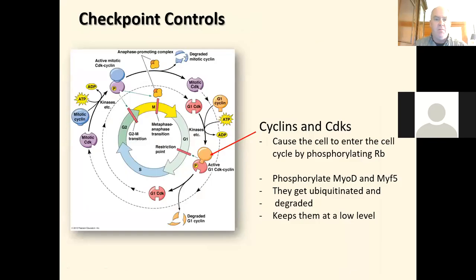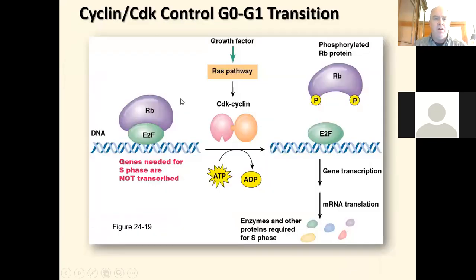But at the same time, and that's what I'm showing here, cyclin and CDK cause the cell to go into cell division by phosphorylating RB. E2F is the transcription factor that makes the cell divide. RB is a tumor suppressor that inhibits it. So when you've got cyclin and CDK around, it phosphorylates RB, and that causes the cell to divide.